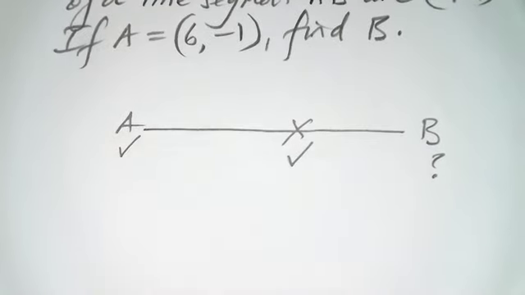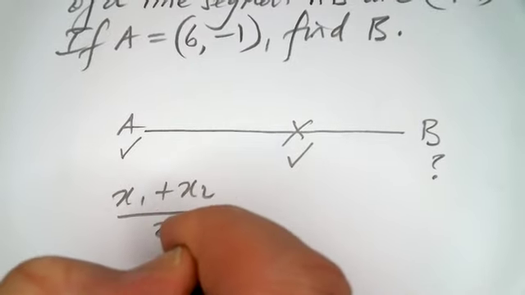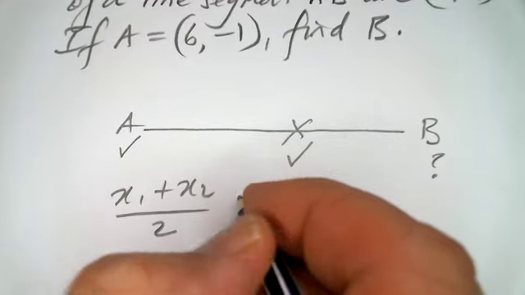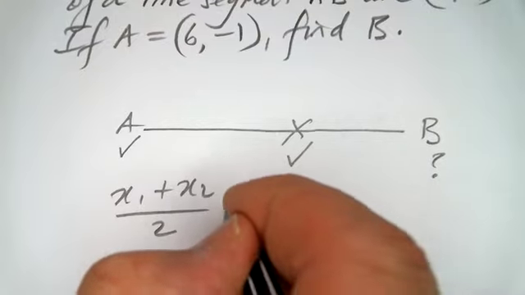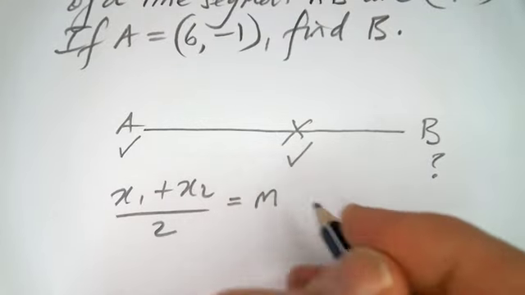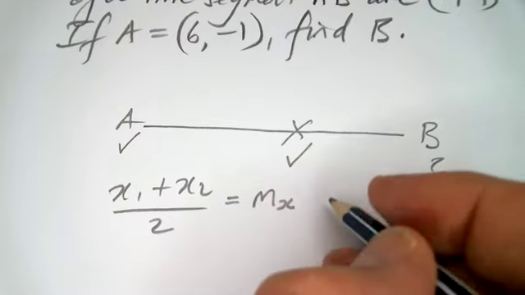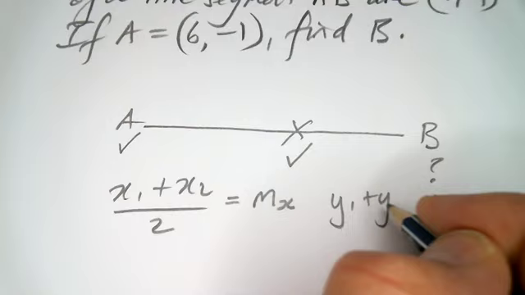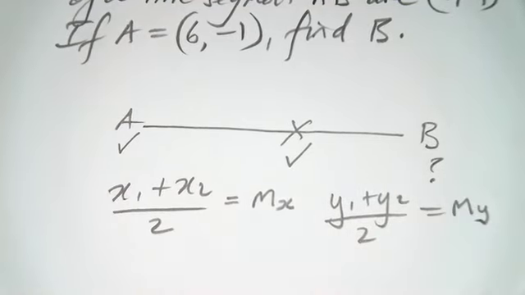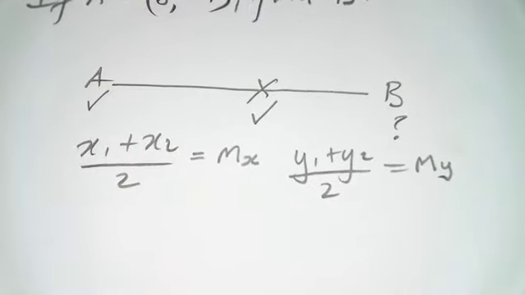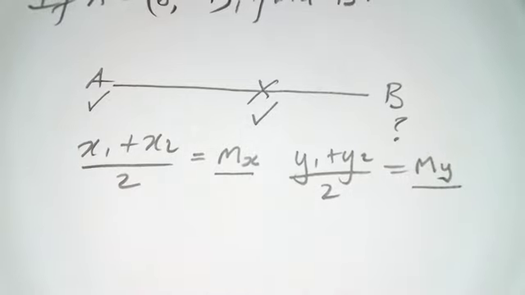Fortunately, we have a very simple formula, which is (x1 plus x2) over 2, and that's equal to the x coordinate of the midpoint. So I'm just going to put here equals m, but it's the midpoint of x. We can similarly state (y1 plus y2) over 2 is equal to the midpoint of the y portion of the coordinate. So I've broken up the midpoint equation into the two components we want to find.